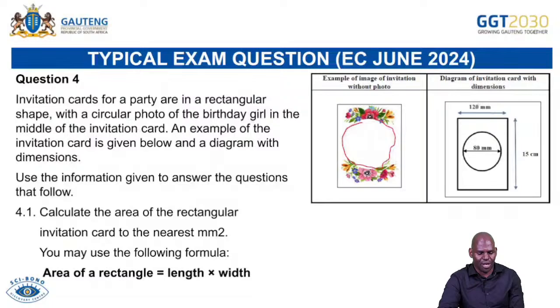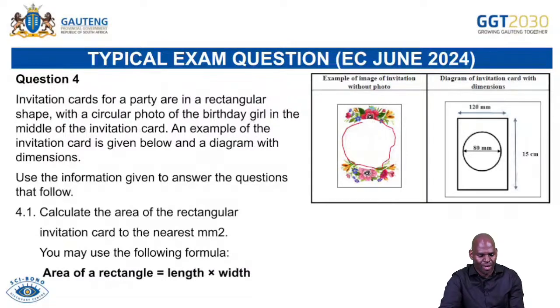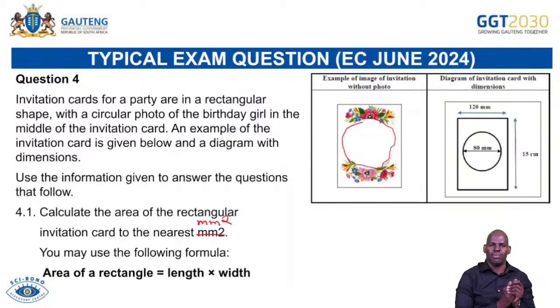And then there we've got a diagram. An example of an invitation card is given below, and a diagram with dimensions. So the dimensions are given there. They say use the information given to answer the questions that follow. Calculate the area of the rectangular invitation card to the nearest millimeter. This must be millimeter squared. We don't have such a thing as millimeter 2. It must be millimeter squared.